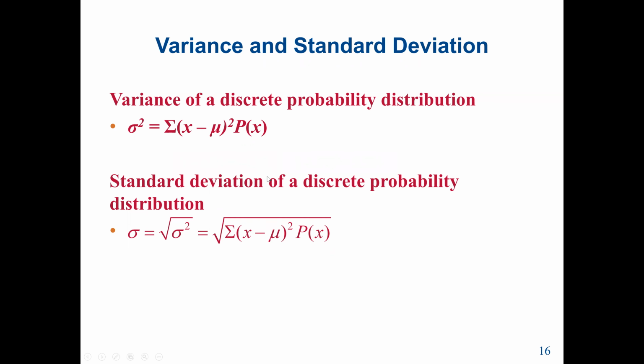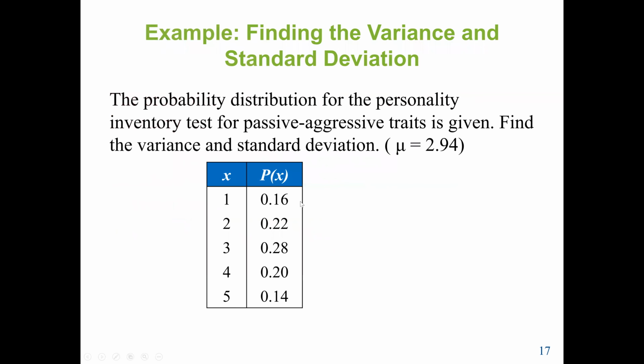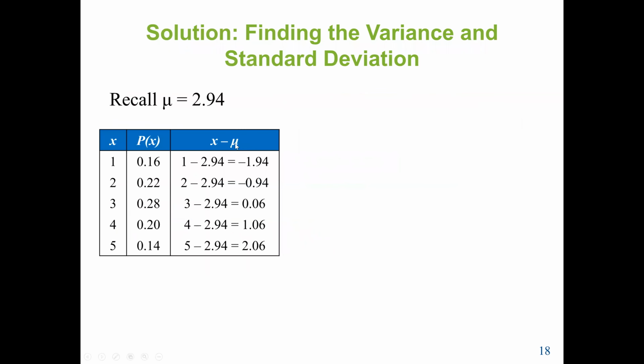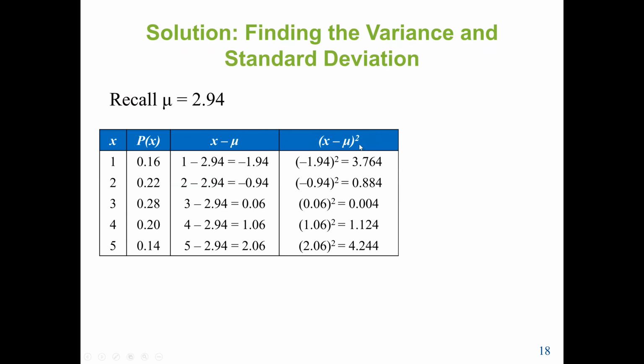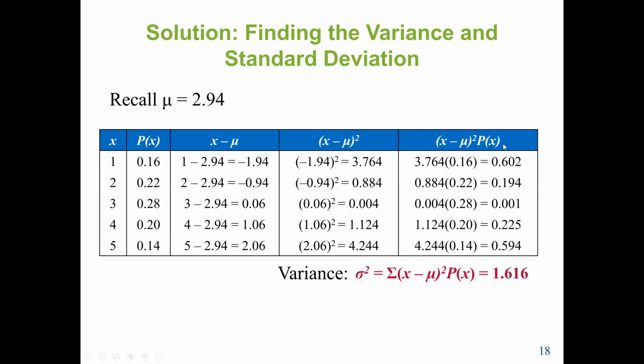The first thing, as we see in the example here: first we subtract the mean from each X value, then we square each difference of X and mean values, then we multiply by P(X). That's the probability of each X value. Then we sum everything here. So this will give us the variance. To find the standard deviation, we just find the square root of the variance, and that will give us 1.3.